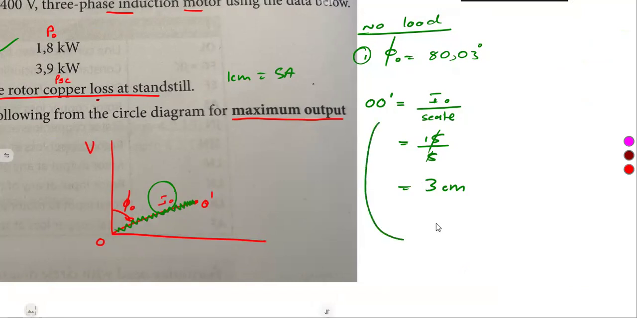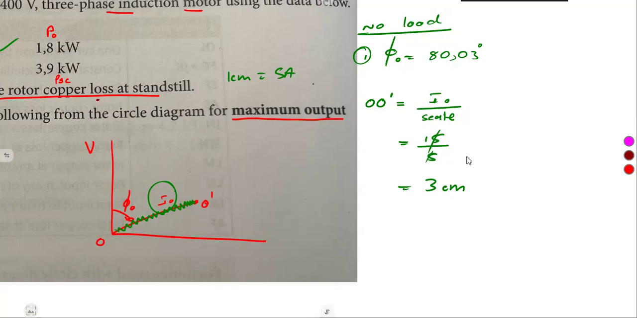So for a vector, the measurement is given in centimeters or millimeters. The current was measured in amps, so we cannot represent 15 amps on a graph. But we can measure 3 centimeters. It is something we can just use our ruler to measure. So wherever we see 3 centimeters in this corresponding vector, it is representing the no load current. That is it.